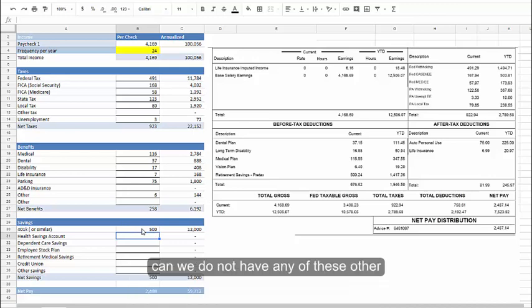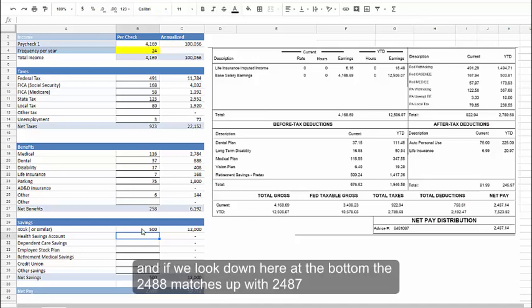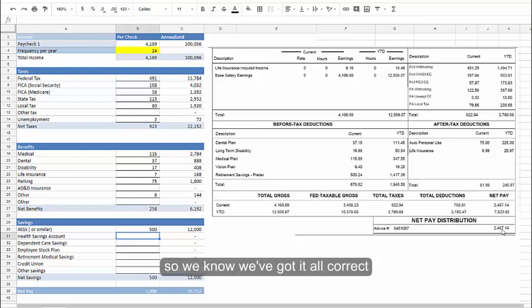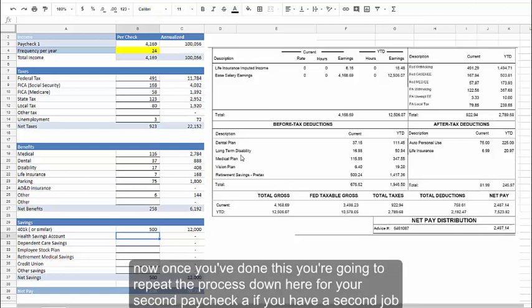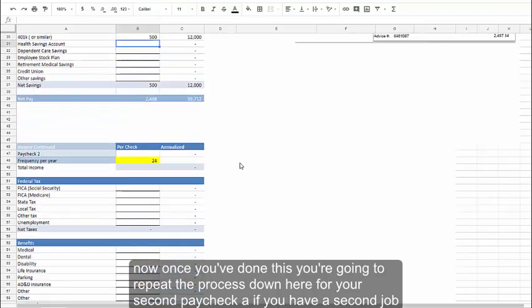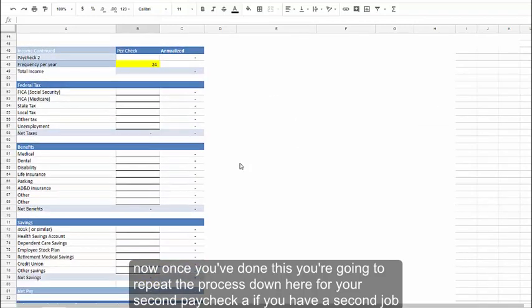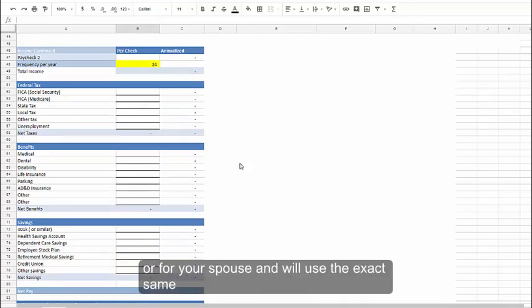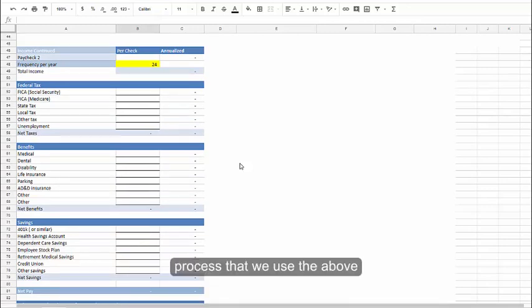And we do not have any of these other savings plans through work. And if we look down here at the bottom, the 2488 matches up with 2487. So we know we've got it all correct. Now, once you've done this, you're going to repeat the process down here for your second paycheck if you have a second job, or for your spouse, and we'll use the exact same process that we used above.